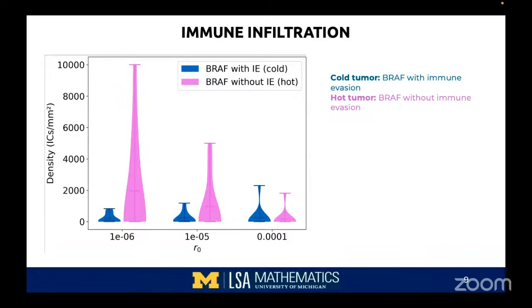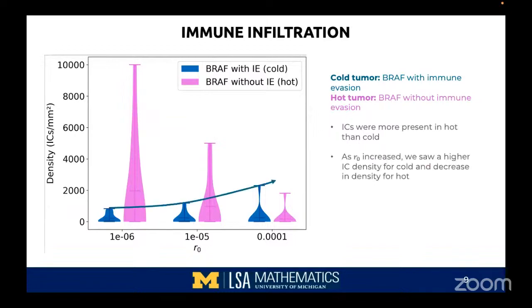So in order to do that, we do a dual setup. So the BRAF mutation that we have normally does come with immune evasion, so it's a cold tumor. But we set up, in contrast, a hot tumor where that immune evasion is turned off. And we observe the density of the immune cells at 5 years into the simulation. Unsurprisingly, immune cells are more present in hot tumors than in cold tumors.